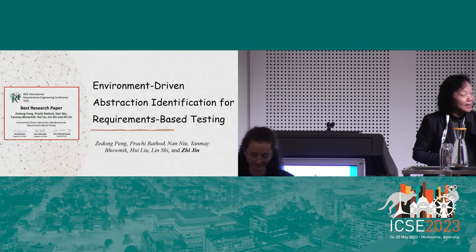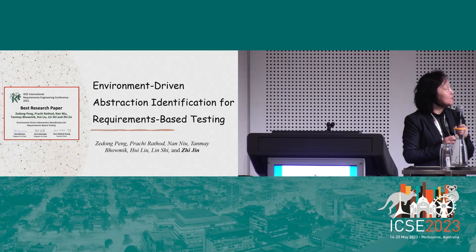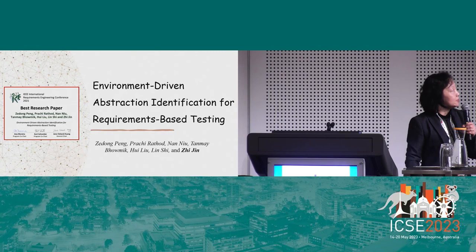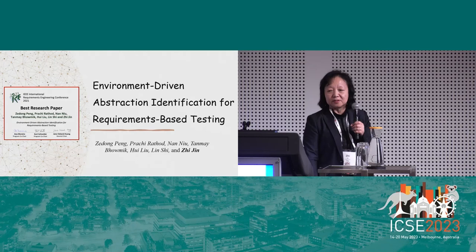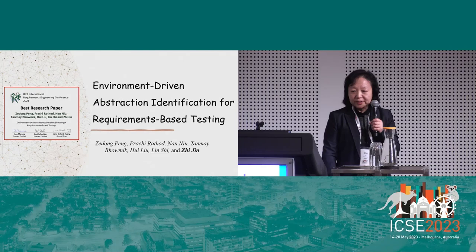My name is Zhijin from Peking University, and on behalf of the collaboration team, I would like to present our Requirements Union conference best research paper. The title is Environment-Driven Abstraction Identification for Requirements-Based Testing. This is a showcase paper.